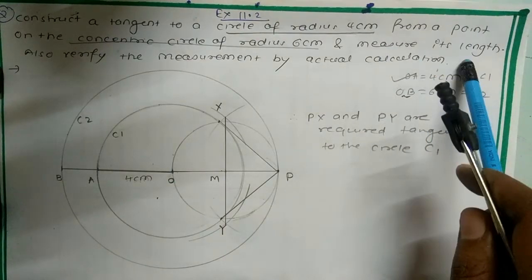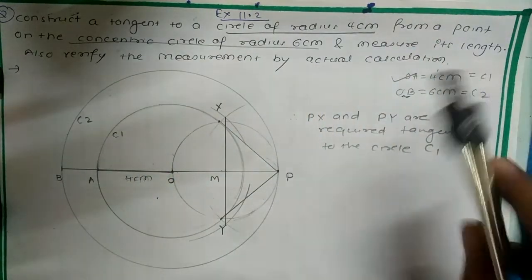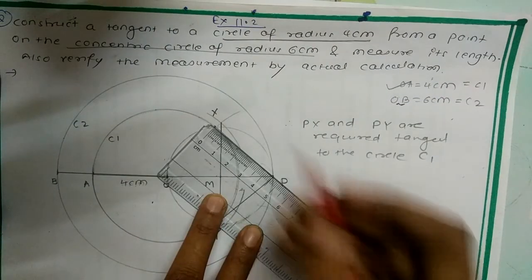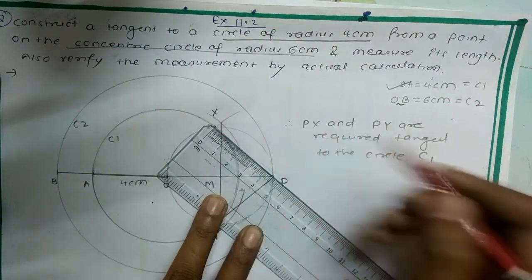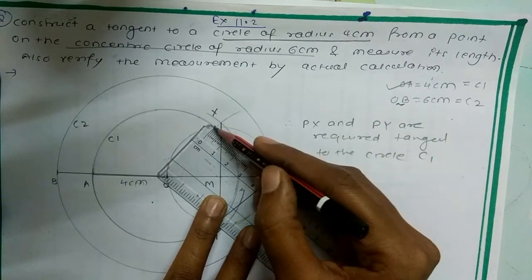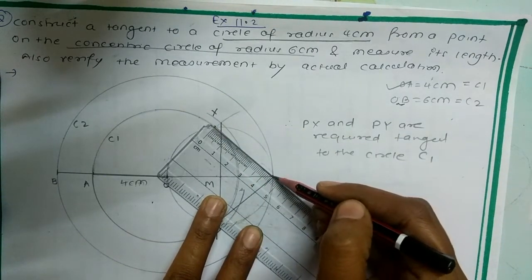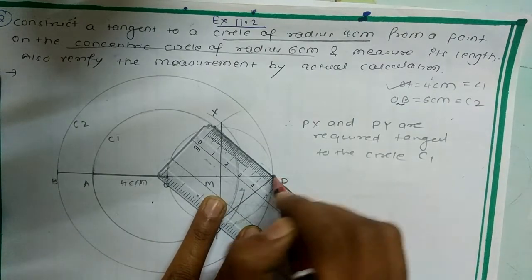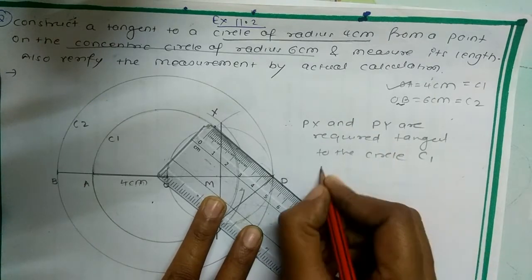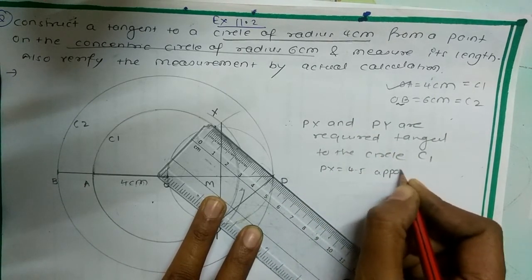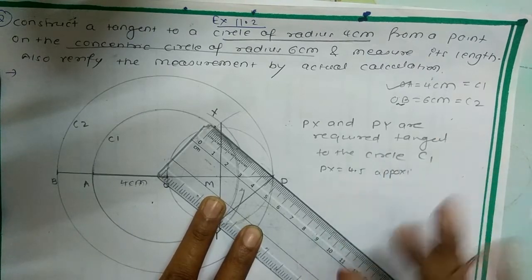First of all, we will measure the length and then we'll go for the actual calculation. That is the justification. So here I am measuring the length. Keep the scale between X and P. You can see from 0 it is coming between 4.4 and 4.5, so we will take this as approximately 4.5. So PX we got nearly equal to 4.5.